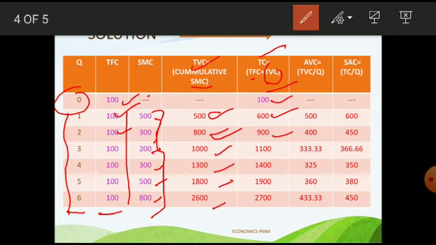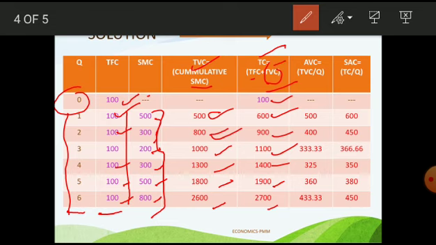Similarly, 1000 plus 100, 1100. Then 1300 plus 100, 1400. 1800 plus 100, 1900. Then lastly 2600 plus 100, 2700. I hope you understood. We are just applying the formula here. TFC plus TVC is your total cost.